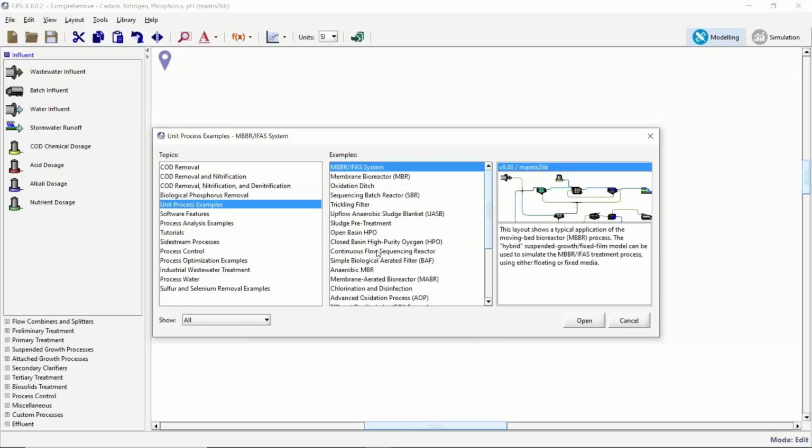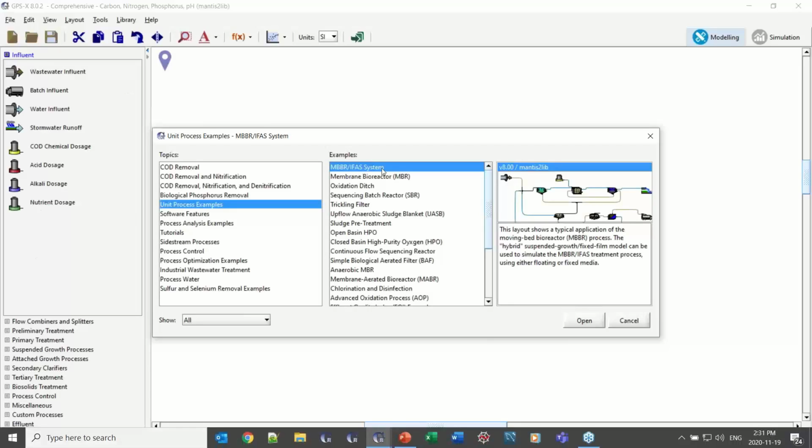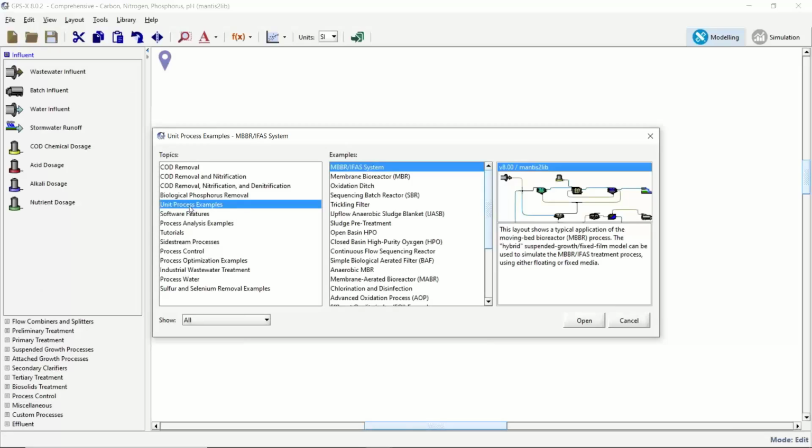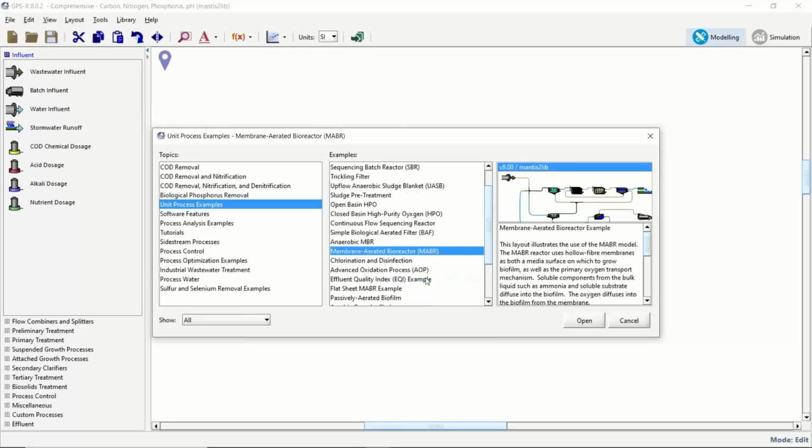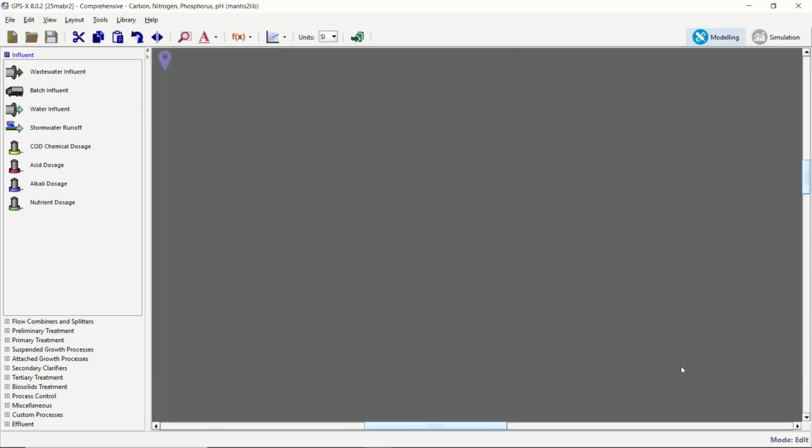I always try to suggest to people, if you're a little unsure about how to use one of the GPSX objects that's in the table of objects over here on the left-hand side, come and look in the unit process examples and see if you can find that object in here. Every time we make a new object, we put a new sample layout here that has lots of descriptions about how to use it and what it's all about. So I'm going to pick the hollow fiber MABR unit first.